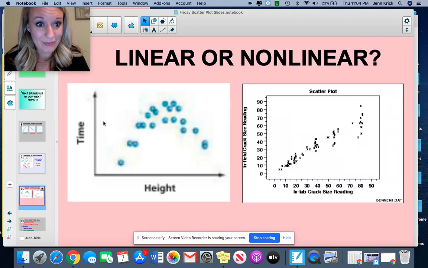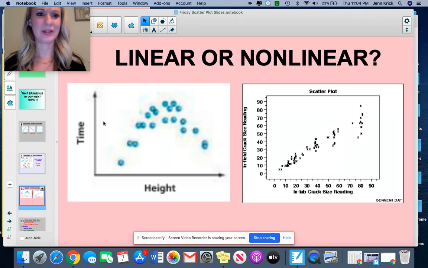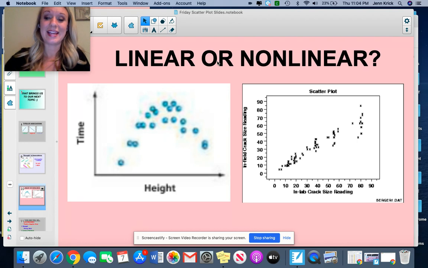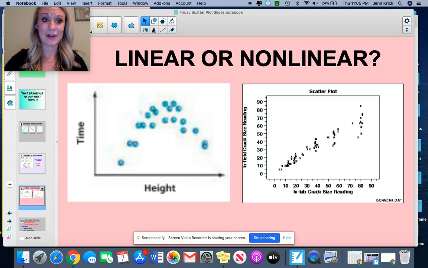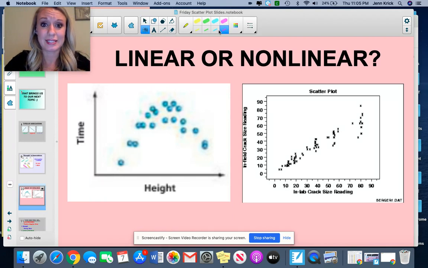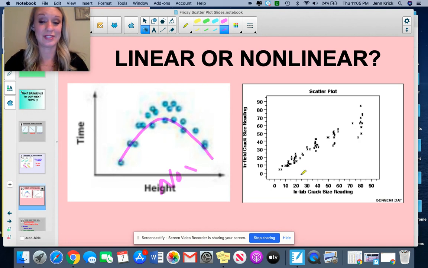And now we can go one step further. Isn't learning close to midnight so fun? You can tell me if a data set is linear or nonlinear. We did this at the beginning of the year, specifically in Unit 3. Now you're just looking: does this make kind of a straight line or does it not? If we're looking at this data set here, do you see how this has a curve? Well, is that a straight line? No. So it's nonlinear. This would be a nonlinear scatter plot.